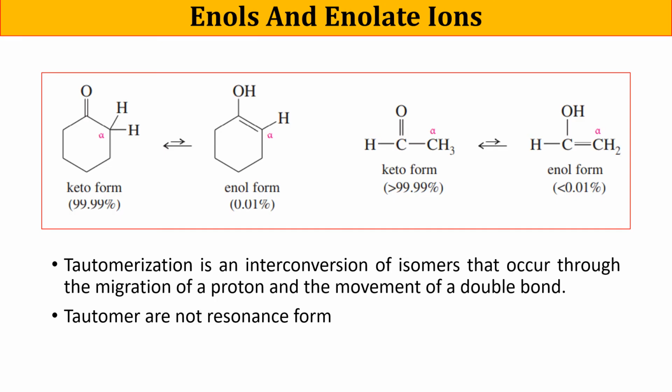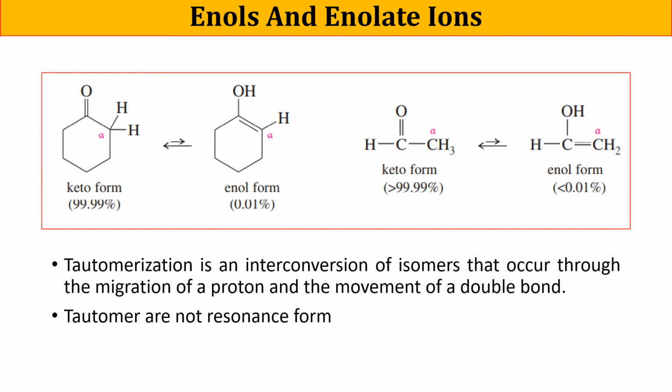An enol intermediate formed by hydrolysis of an alkyne quickly isomerizes to its keto form. This type of isomerization, occurring by the migration of a proton and the movement of a double bond, is called tautomerism, and the isomers that interconvert are called tautomers. Don't confuse tautomers with resonance forms. Tautomers are true isomers, different compounds with their atoms arranged differently.